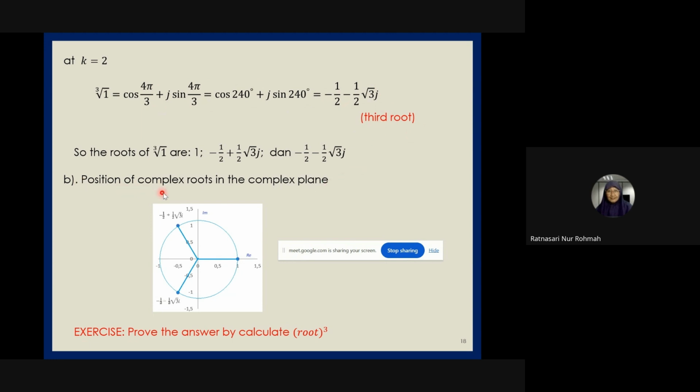And the position of the complex roots in the complex plane is shown in this graphic. This is our first root, this is our second root, and this is our third root. We know that all these complex numbers have a magnitude of 1.